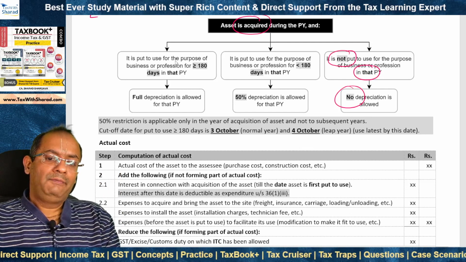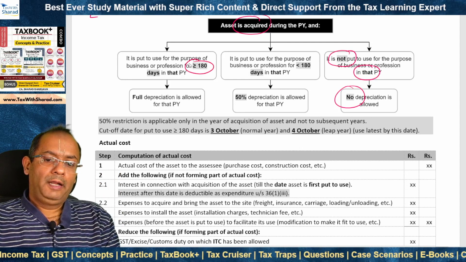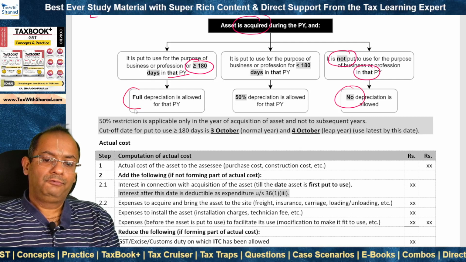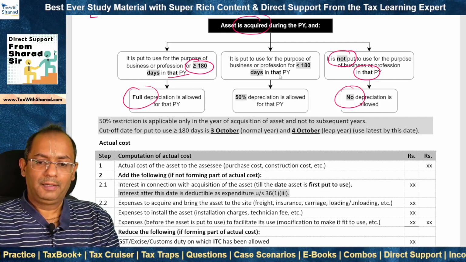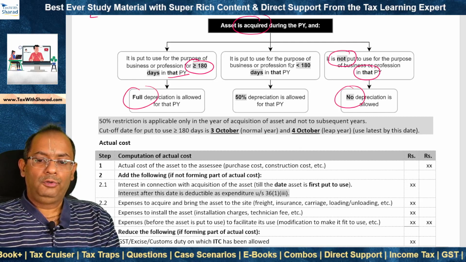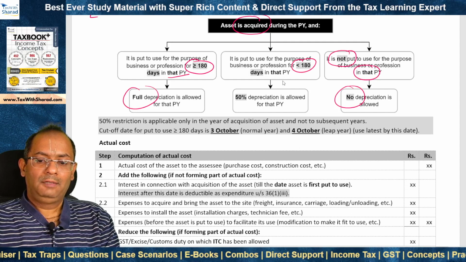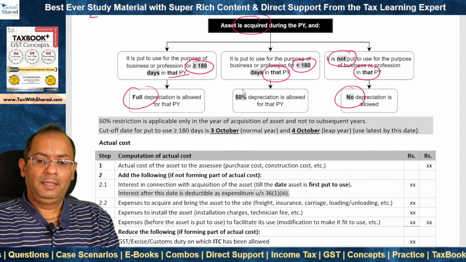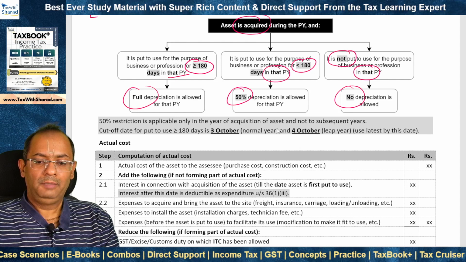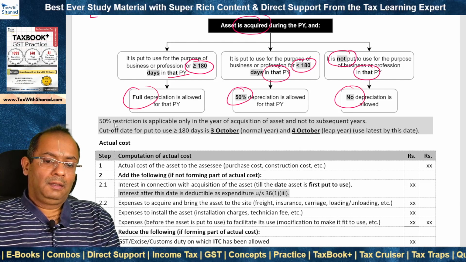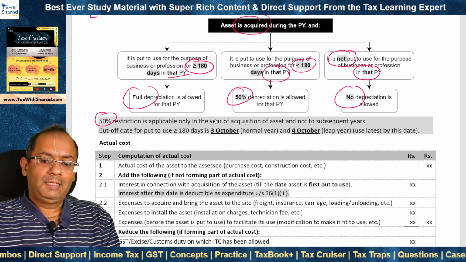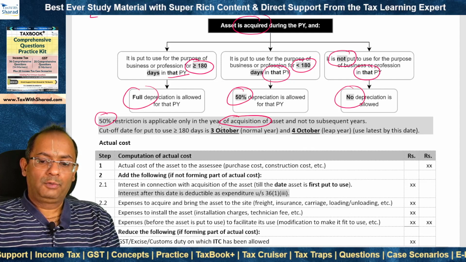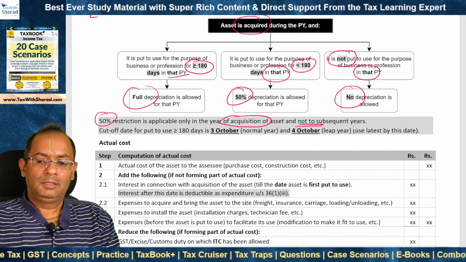If it is put to use for 180 days or more in that previous year, full depreciation is allowed at the full rate. However, if it is put to use for business or profession for less than 180 days in that previous year, then depreciation is restricted to 50%. Note that the 50% restriction is applicable only in the year of acquisition of the asset and not to the subsequent years.